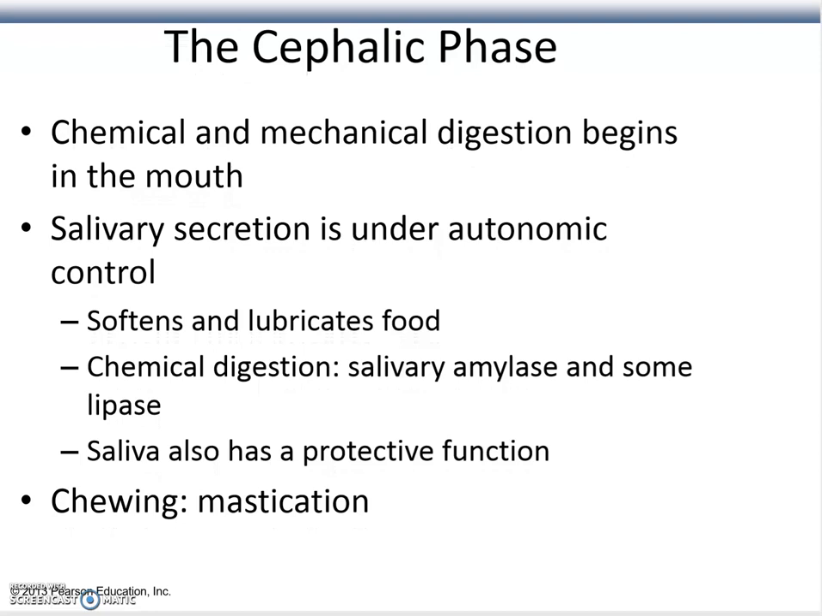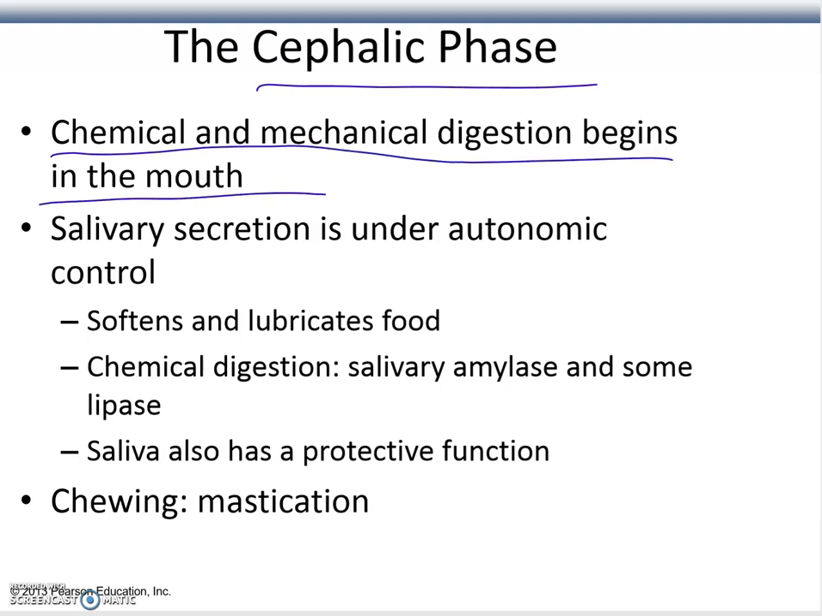The first part is the cephalic phase. Cephalon is the head. That means we're really starting our digestive processes in our head. Let's say you see food, you smell the food, you want the food. So the cephalic phase is like, I'm looking at it and I want it. That will start releasing chemicals such as saliva with digestive enzymes into the mouth. So chemical and mechanical digestion begins in the mouth.